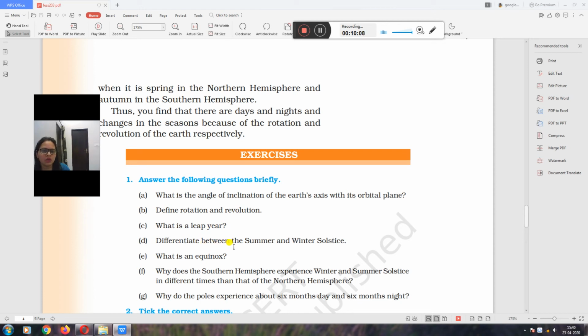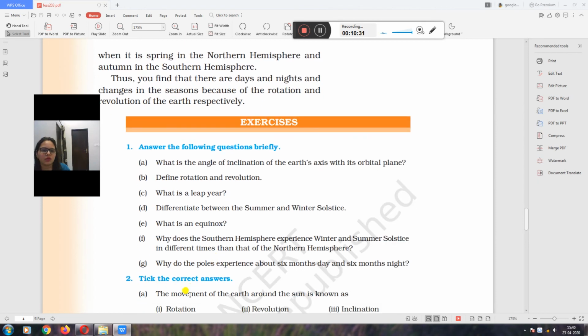Differentiate between the summer and winter solstice, we already discussed. Equinox is when days and nights are equal. The southern hemisphere experiences winter and summer solstice at a different time from the northern hemisphere. We already discussed that due to revolution, the seasons are different in the southern and northern hemispheres.